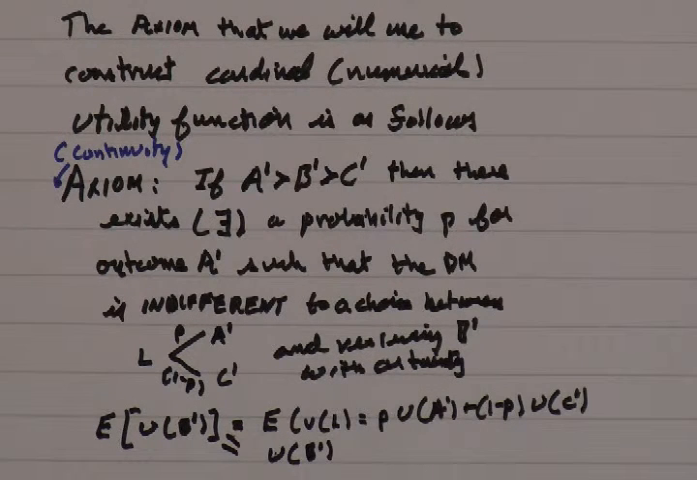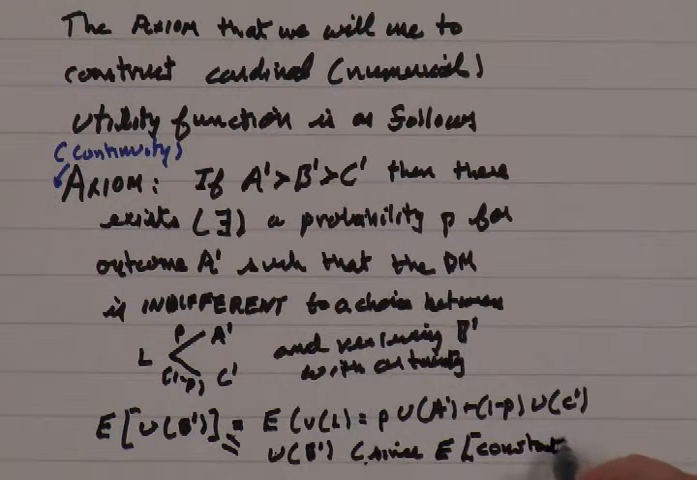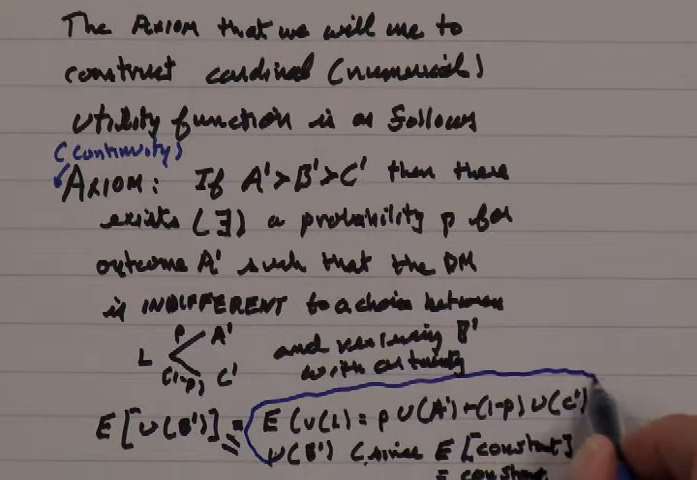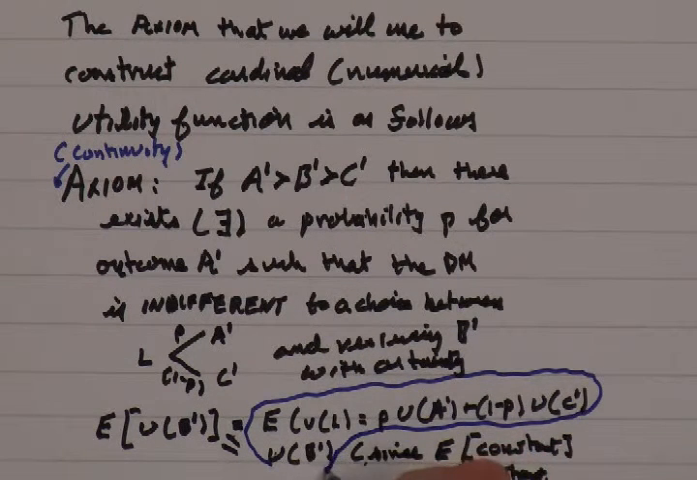So the expected value of a constant equals a constant. It just equals that constant. So this is the equation we're going to use. We're going to say that the utility of B prime equals the utility of that lottery.